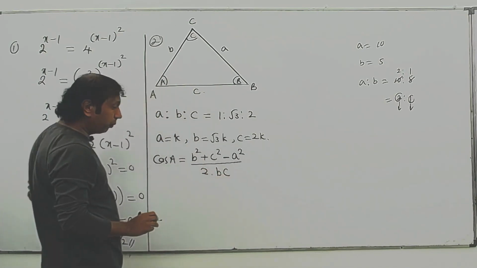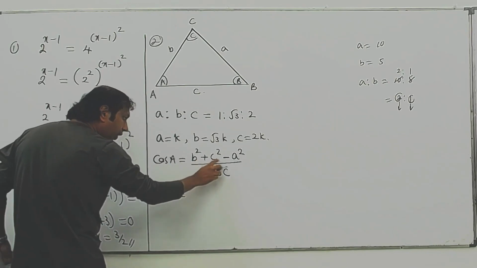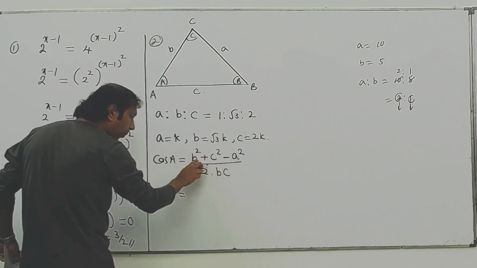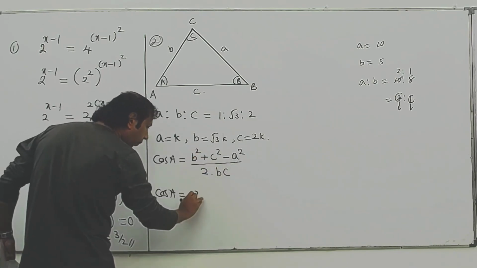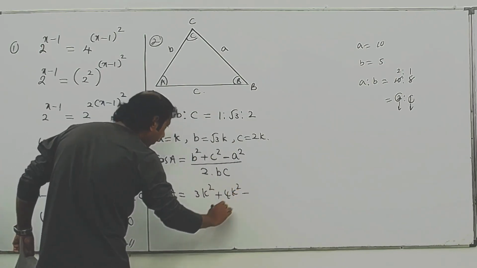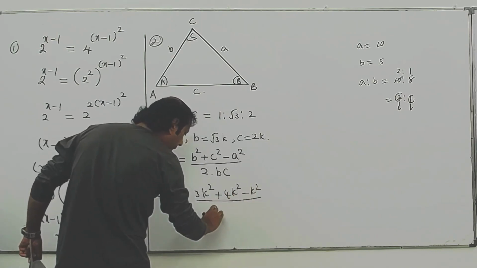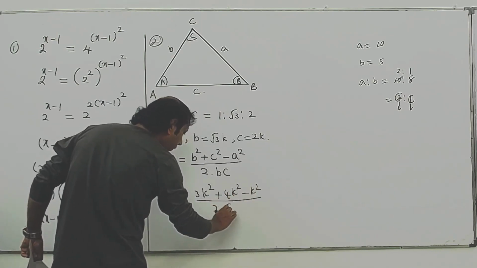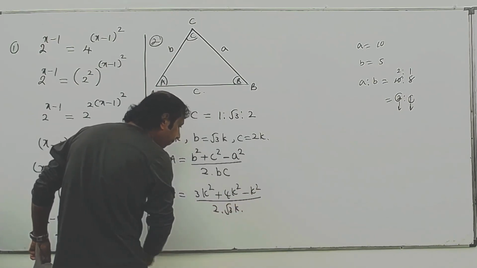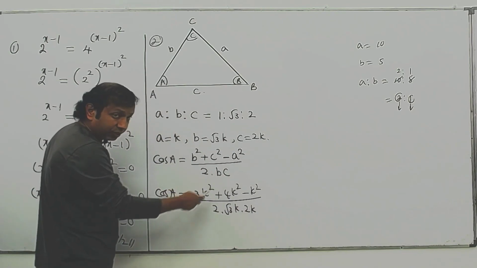Right. Now what we do, we can substitute for this BC and A by this. B squared, what is that, people? 3k squared, no? C squared, 4k squared, A squared, k squared. 2 times B, root 3k, C, 2k. Right, people, now you can simplify this.